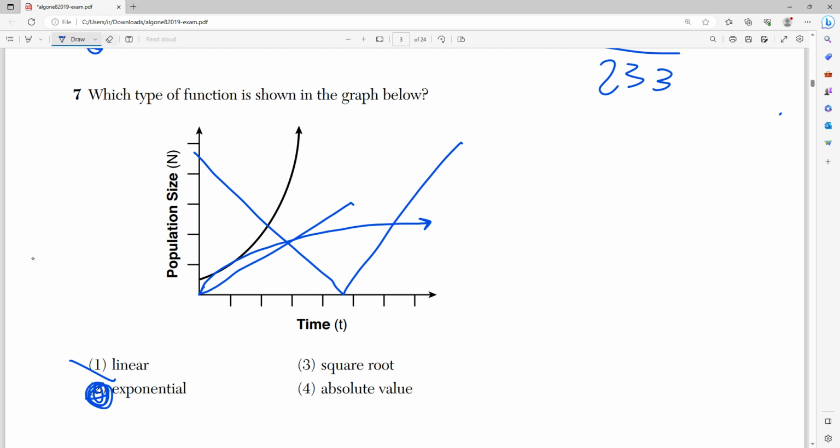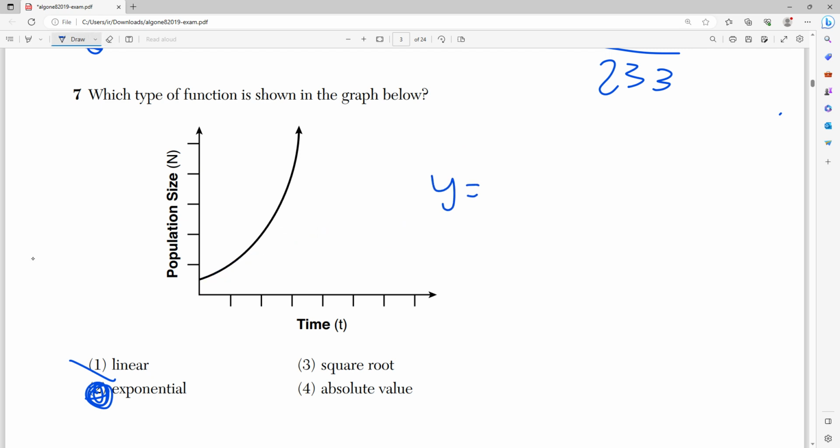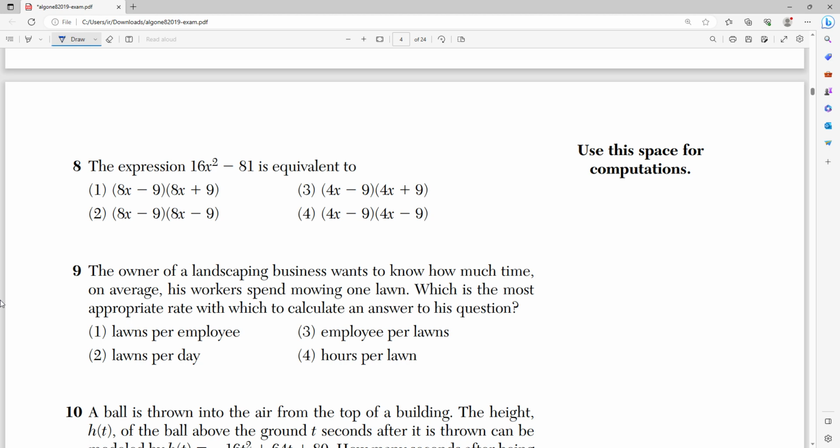If you were confused, if you didn't know how to do this, I would just advise you to press y equals and then graph a linear function, graph a square root function, graph an absolute value function. That's all. Moving on to number 8, it asks the expression of 6x squared minus 81 is equivalent to what?